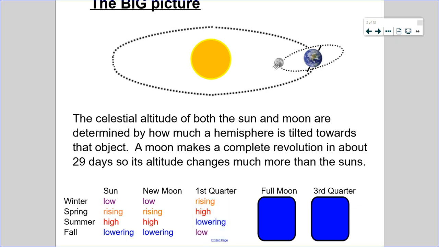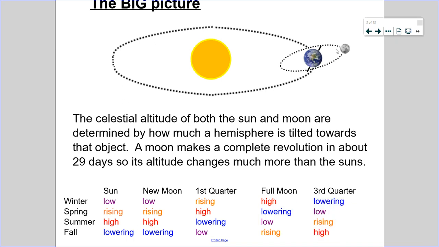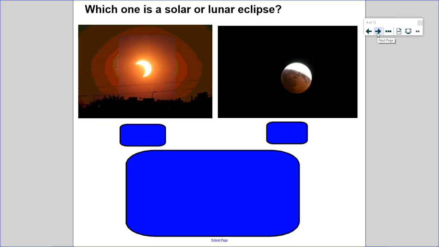The first quarter would look like this, and it would be just about one adjective off, I guess you could say. The full moon does the exact opposite of what the sun is doing, and the third quarter does the exact opposite of what the first quarter is doing. But that was yesterday's and the day before's pattern. We're not going to really get into that too much anymore. So let's talk about eclipses.